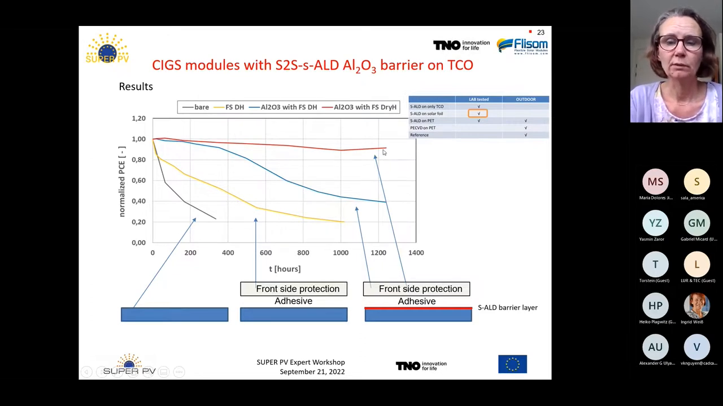If we compare it to the red line, which is the same configuration as given on the right, but only in dry heat, then this proves that the moisture is really the cause of the degradation, because that's the only difference in treatment between the red and the blue line.